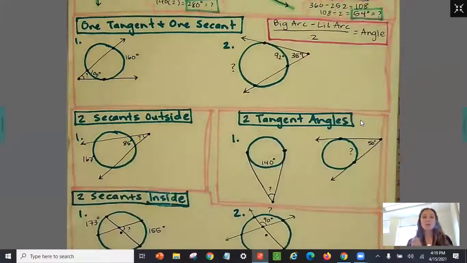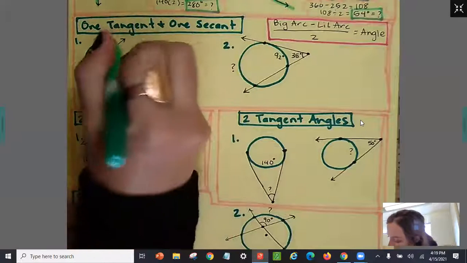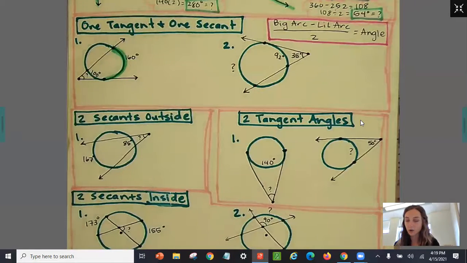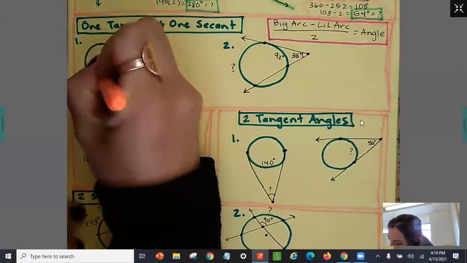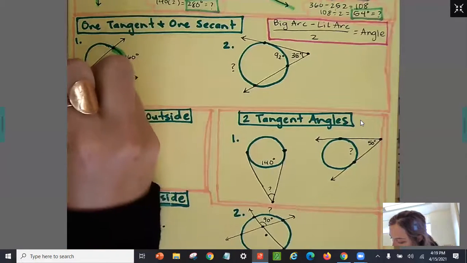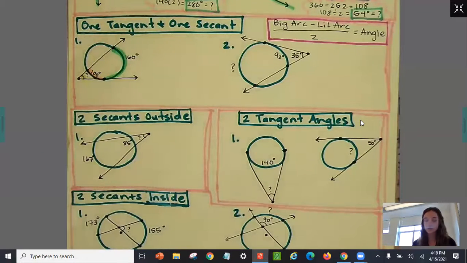All right, so let's start with the very first problem, and we're just looking at the arcs that are created by this angle. So here is our big arc, here is our little arc, and these two subtracted from each other and then divided by 2 is going to give us this angle that's on the outside here, which is our question mark that we're trying to find.